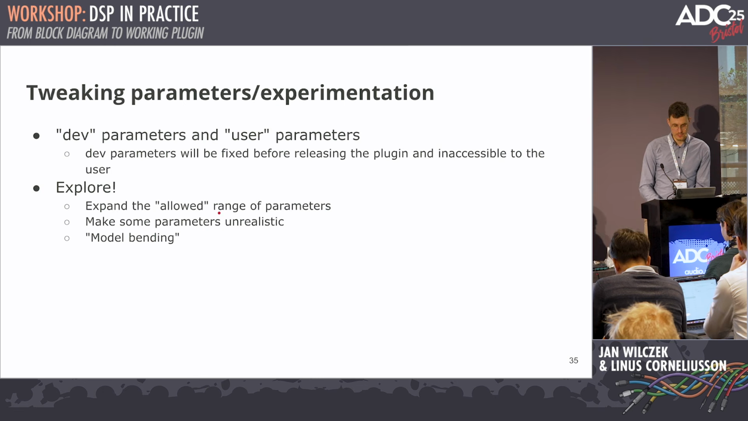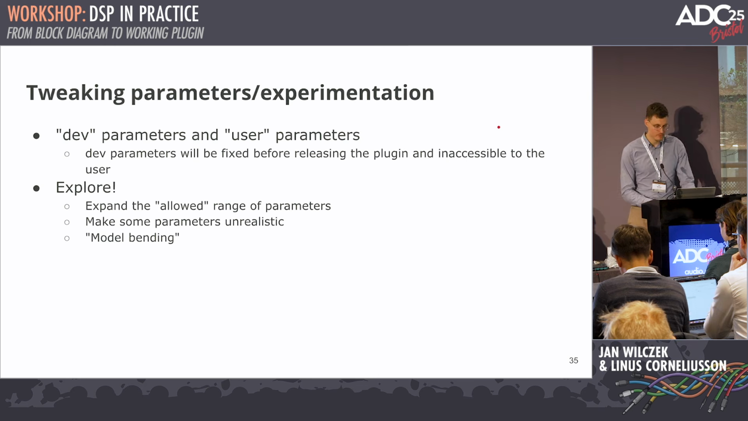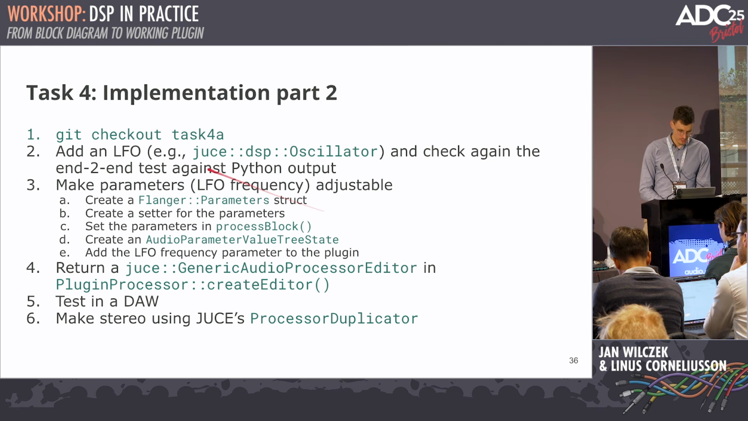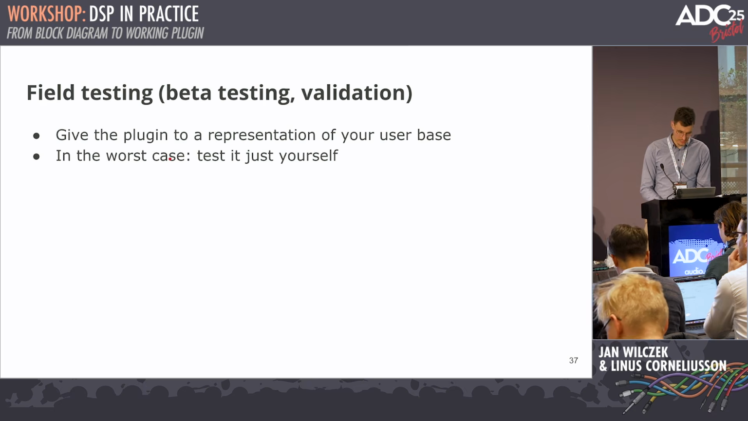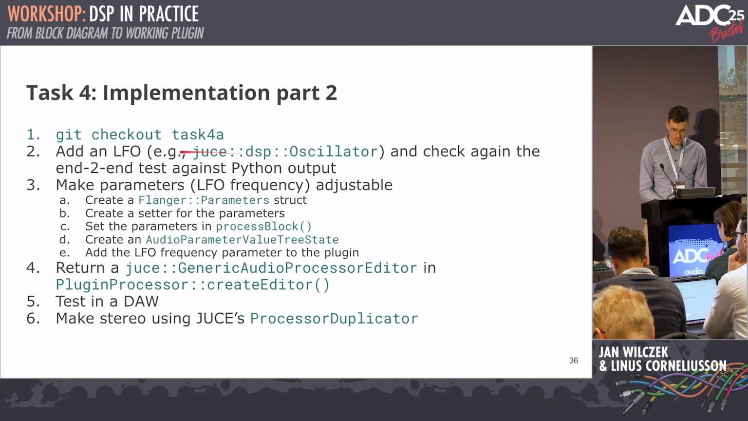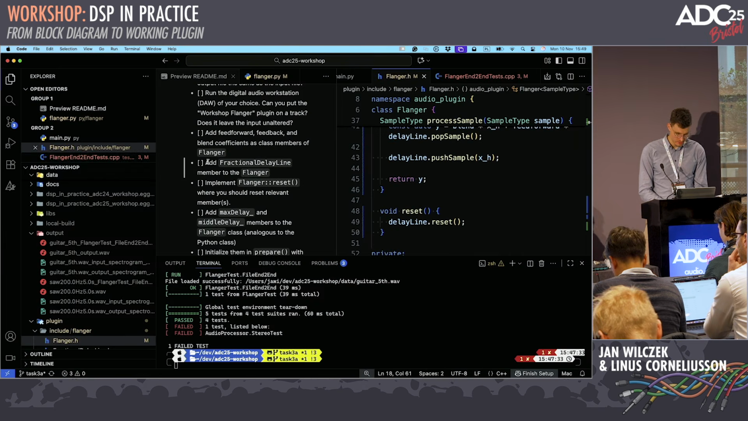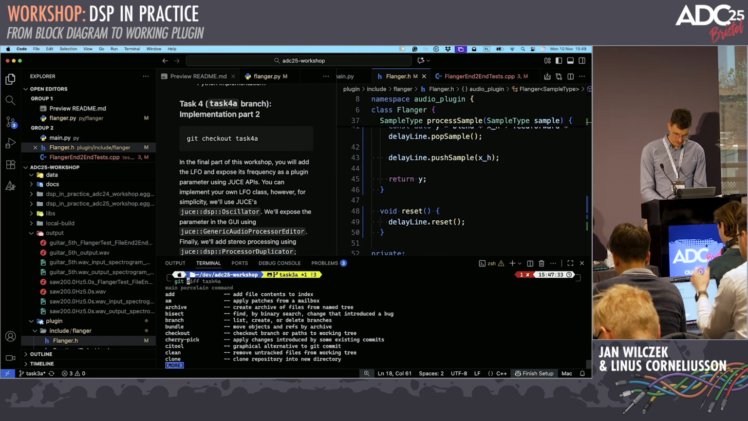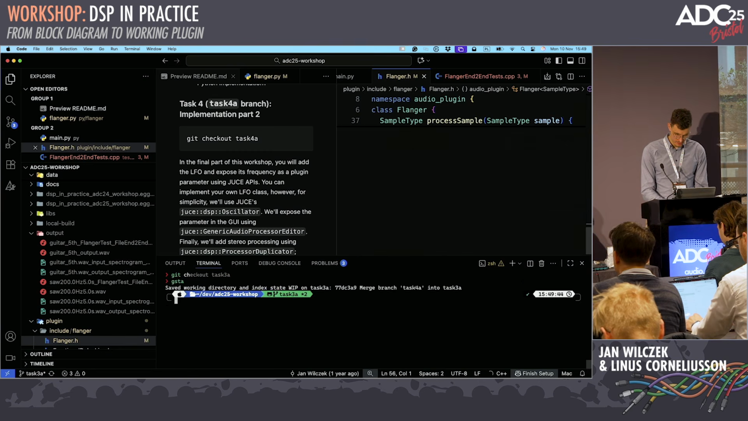So that's why it's also interesting here to explore, change the ranges of the parameters, make them extreme, make them crazy. That's sometimes called model bending. But it really pays off to explore at this stage. And we want to enable this. But first of all, we need to deal with this LFO. So let's try to implement one using the oscillator class from JUCE. Let me check out task 4. Maybe save this one.